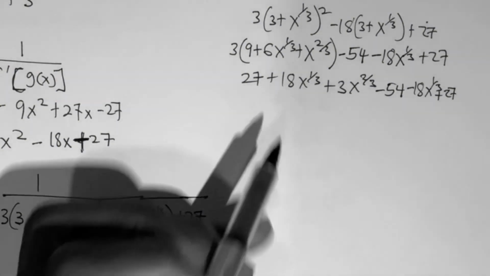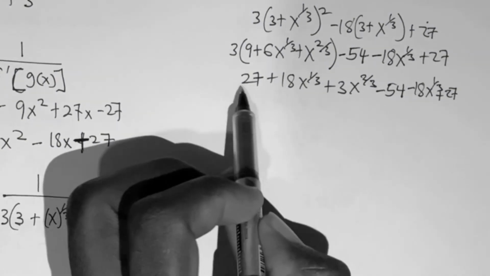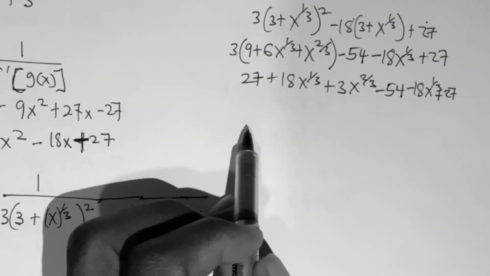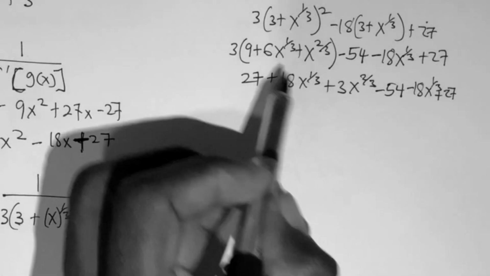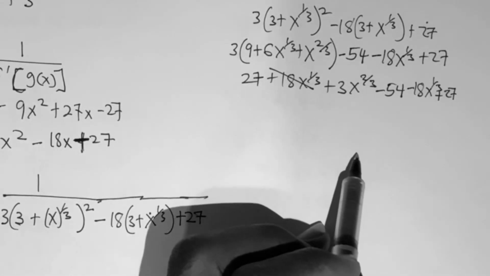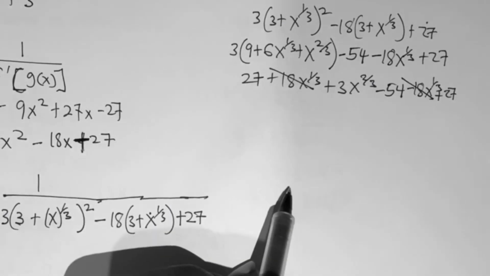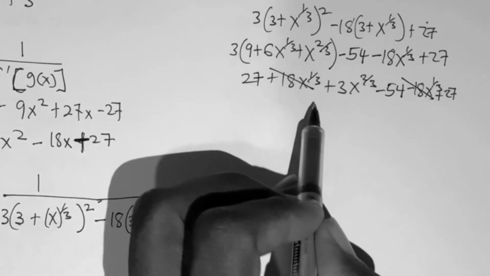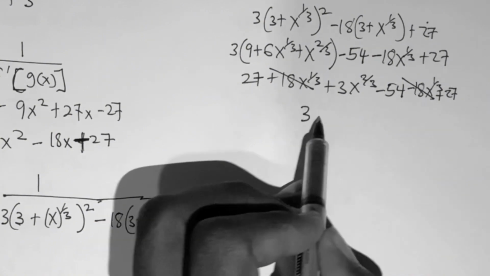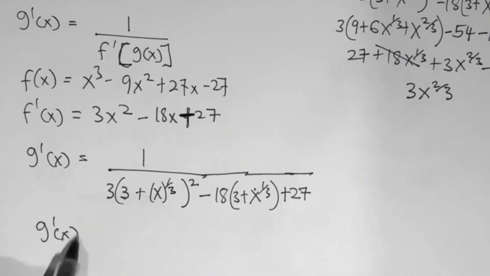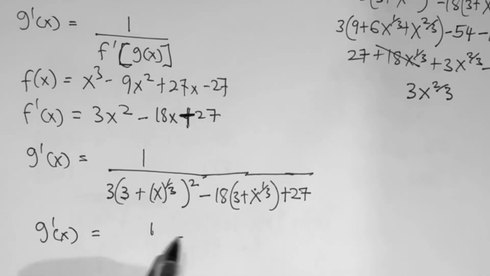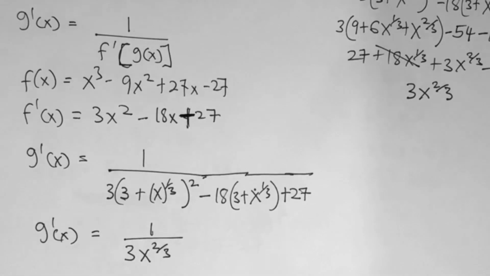So in this case, you can see that 27 plus 27 is 54, and then 54 minus 54 is 0. And then here's plus 18x exponent 1 over 3, and here's minus 18x exponent 1 over 3. So at the end of the day, what will be left will be 3x exponent 2 over 3. So g prime of x is equal to 1 divided by 3x exponent 2 over 3.